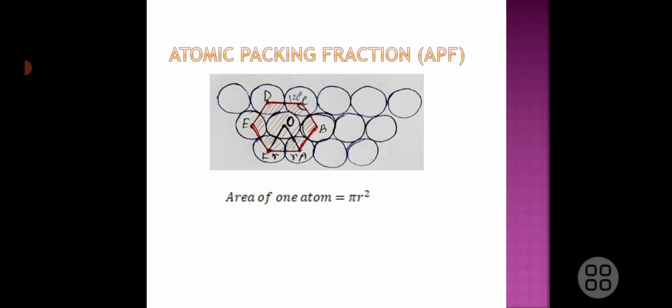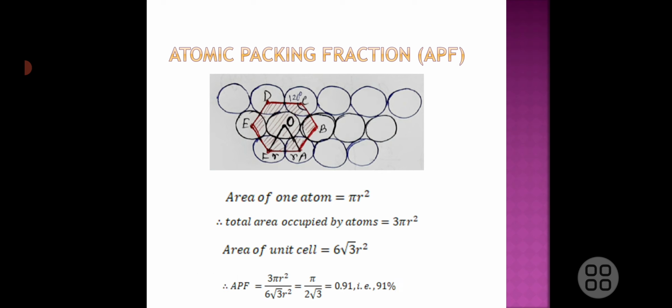So the area of one atom is pi r square. The number of atoms per unit cell is 3, so the total area occupied by atoms is 3 pi r square. What is the area of the unit cell? 6 root 3 r square. Hence the atomic packing fraction is 3 pi r square by 6 root 3 r square. It is pi by 2 root 3. It is 0.91, that is 91%. So this is very important for your ESA.